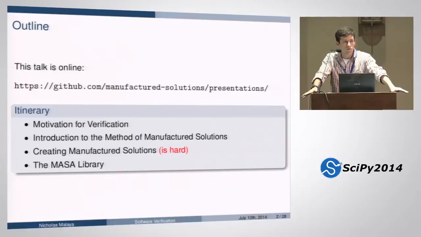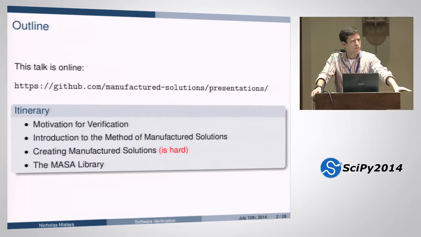So just to give you an overview, I'll give you a motivation for verification. I'll define what I mean by verification, in particular software verification, and even more specifically, numerical verification of any predictive software. And then I'll introduce the method of manufactured solutions. This is something we use very commonly, and I'm not sure how much it's gone through the community.